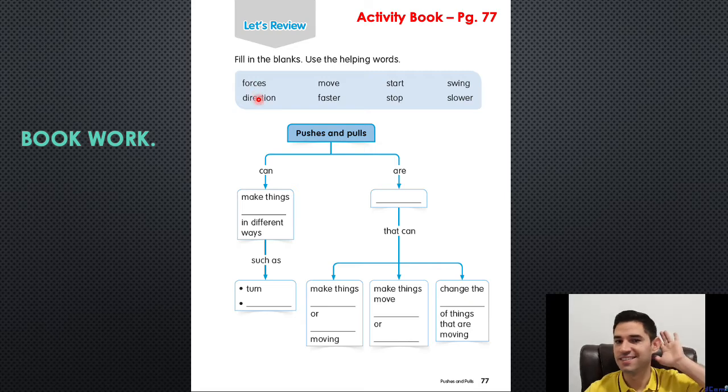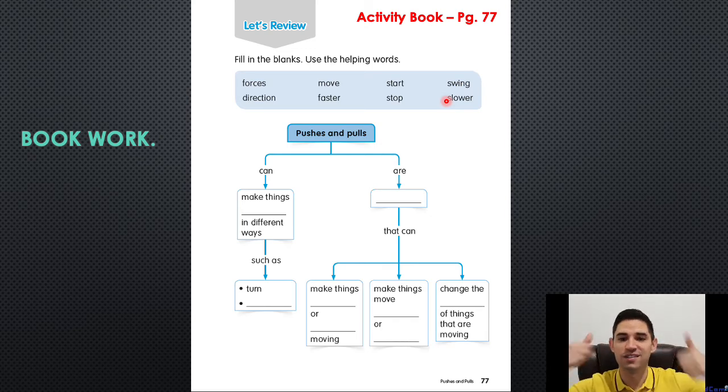Forces, move, start, swing, direction, faster, stop, and slower.